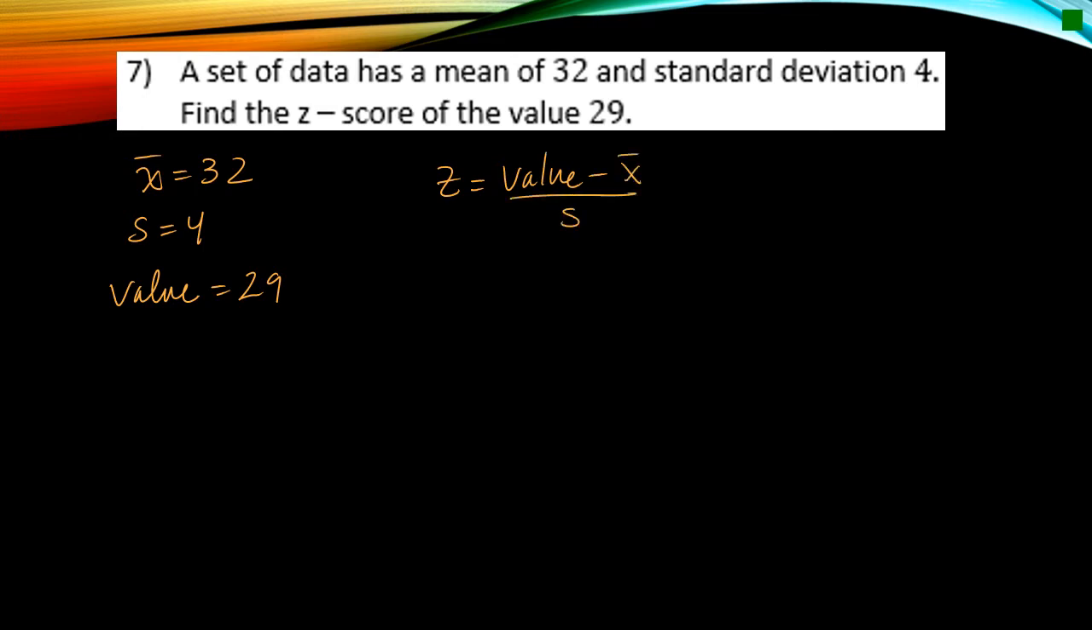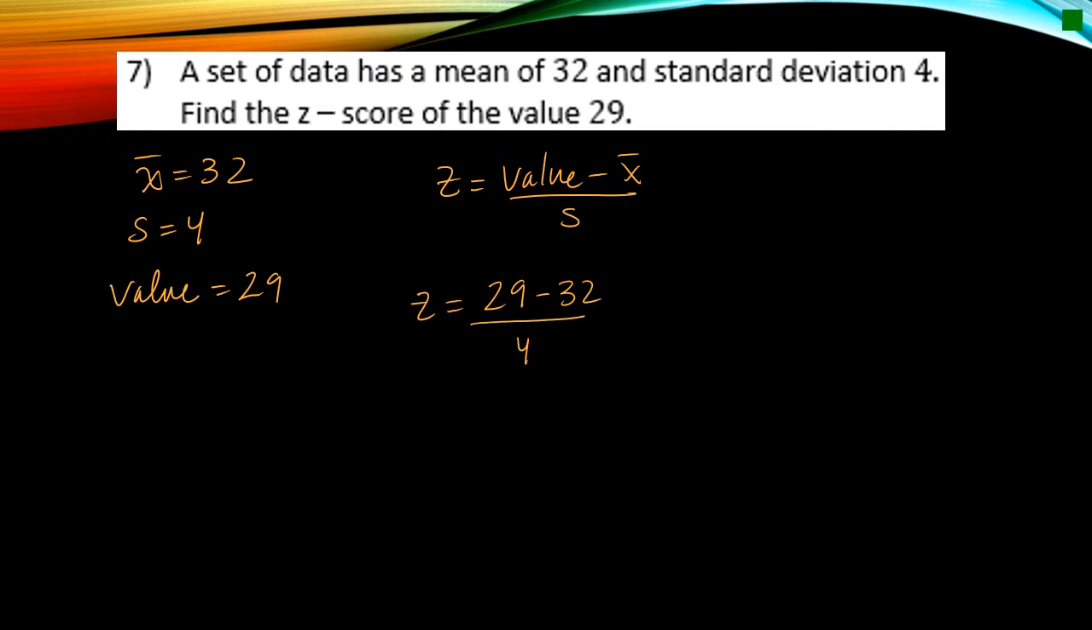And then we want to round to 2 decimal places, because that z-score table is what we're going to use to find the percentage in a problem that would ask us to do that. And so we want 2 decimal places. So here we go. Z-score, the value is 29. We're subtracting the mean, which is 32, and we're dividing by 4.